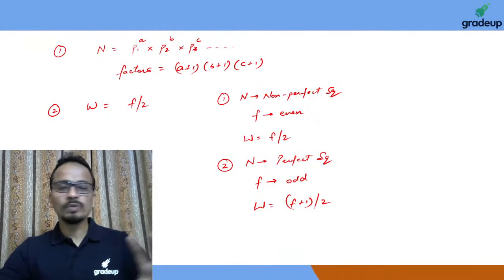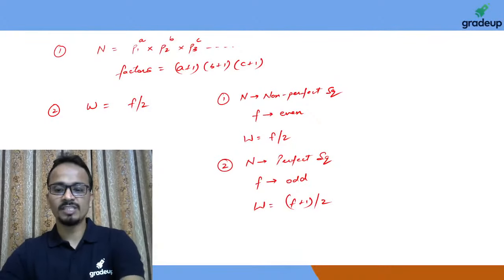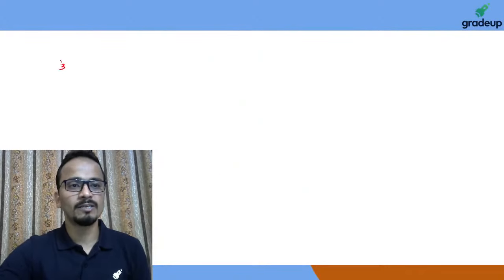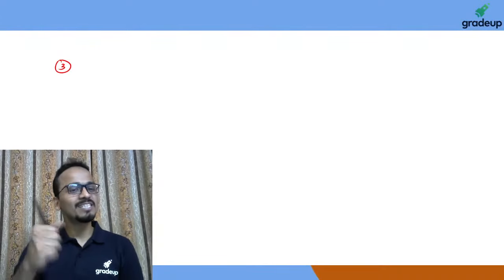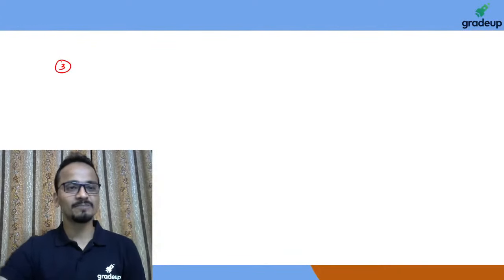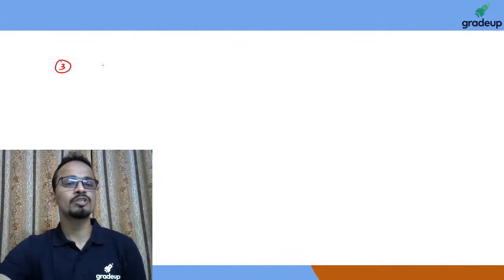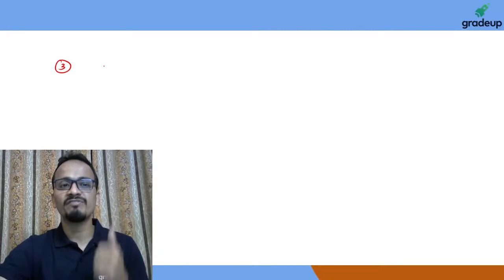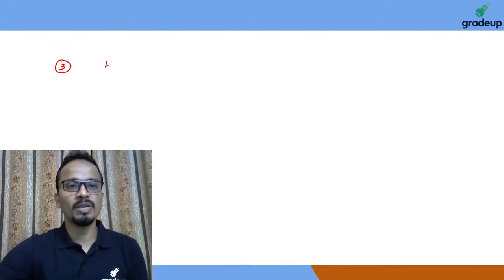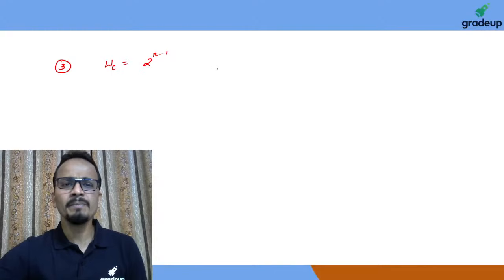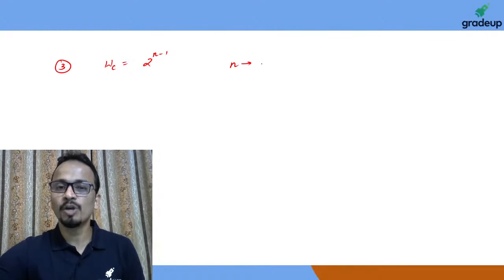Now these were the first two formulas that we have seen. The third formula, which I told all of you will be used in today's class, was the number of ways of writing a number as the product of two co-prime factors. The formula was 2 raised to the power n minus 1, where small n is the number of prime factors of the number.